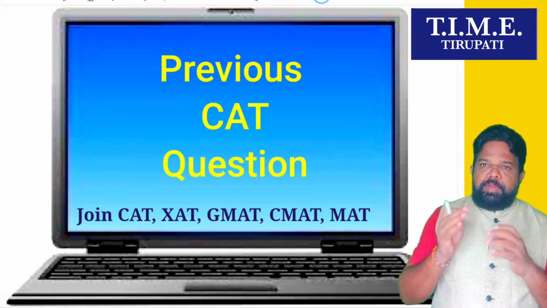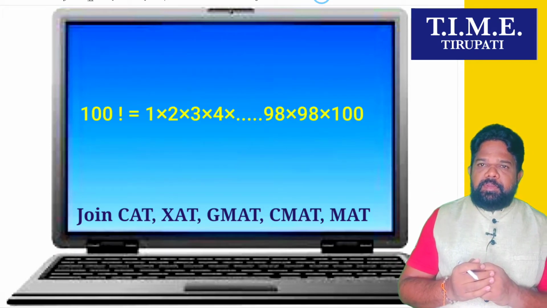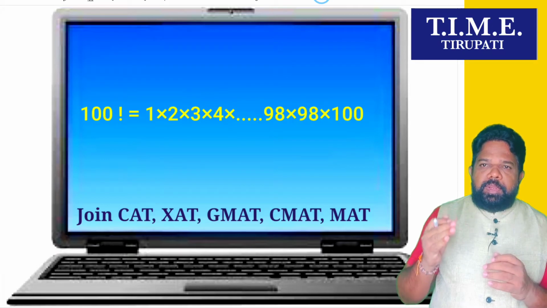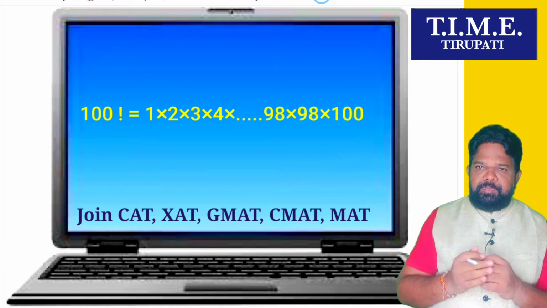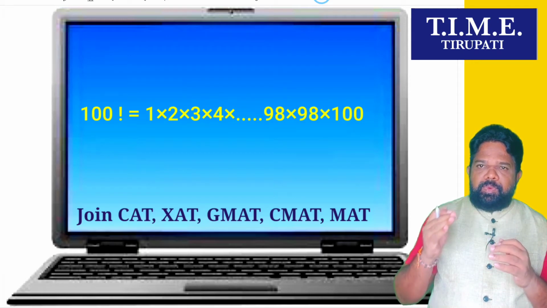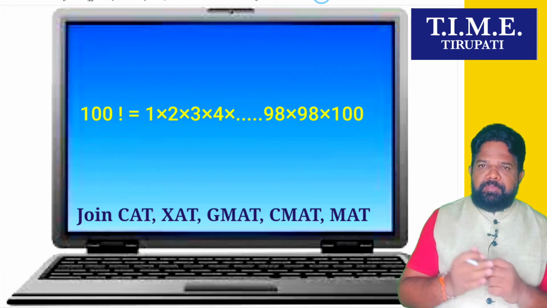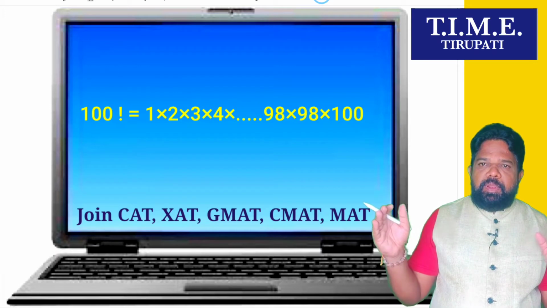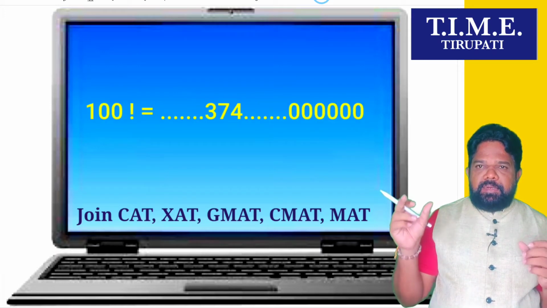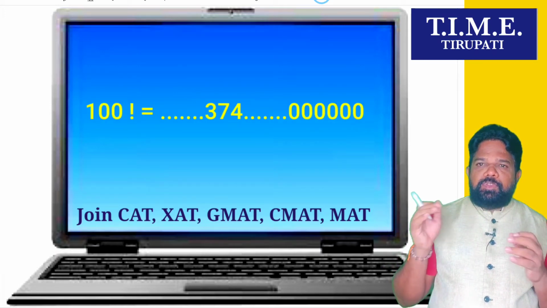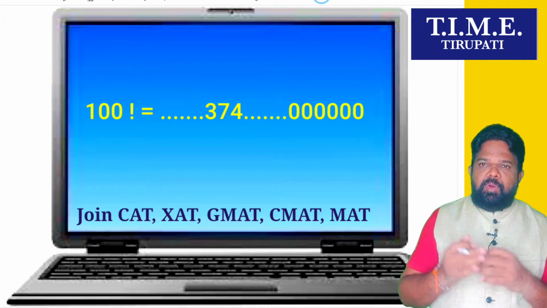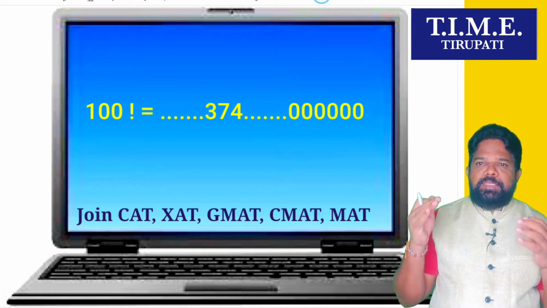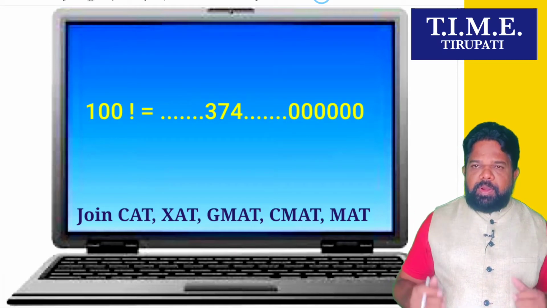So, 100 factorial means 1 into 2 into 3 into 4 into 5 and so on, up to 100. In this entire large product, how many zeros are there at the end? How can you calculate exactly how many zeros are there at the end of the product?